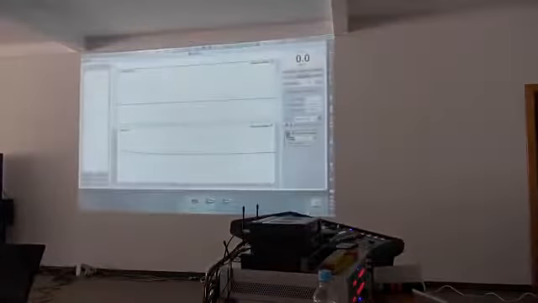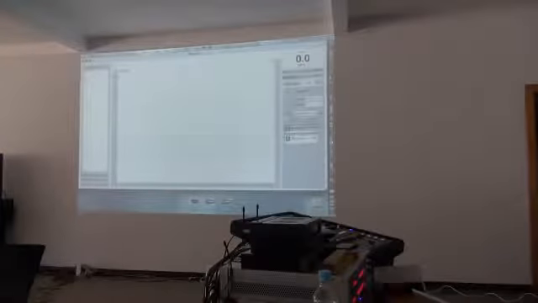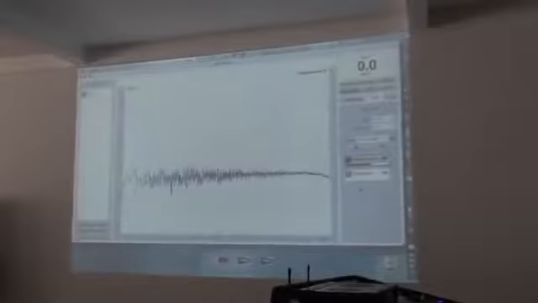Let me go here and let's measure this signal. And this signal, it is channel left. Let me mute channel left and let's measure channel right. And this is channel right.